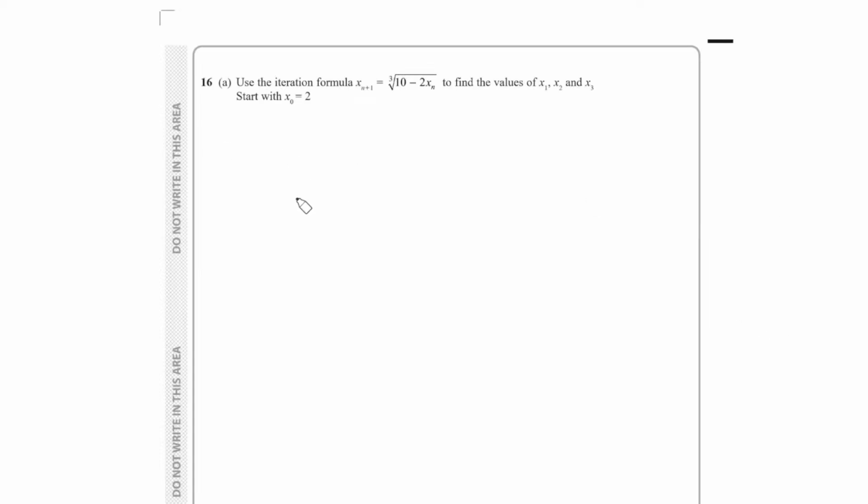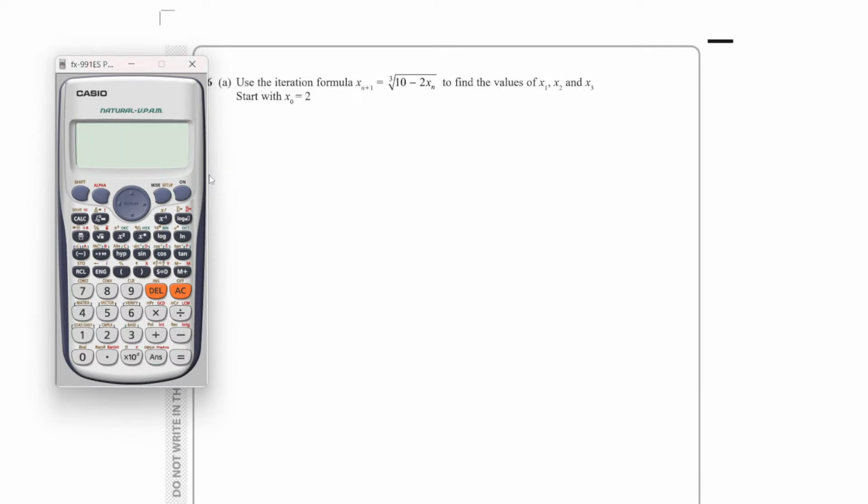Question 16, iteration, obviously really key one for calculator papers. So use the iteration formula, x n plus 1 is equal to the cube root of 10 minus 2 multiplied by x n, to find the values of x1, x2, and x3. Now they obviously have to give you a starting value, so we're starting with 2. So I set this up into my calculator. You don't have to do it this way, but I think it's easier. Start by just typing in whatever their starting value is, so 2, and then it becomes your answer. Then get rid of that, and then type out the formula.